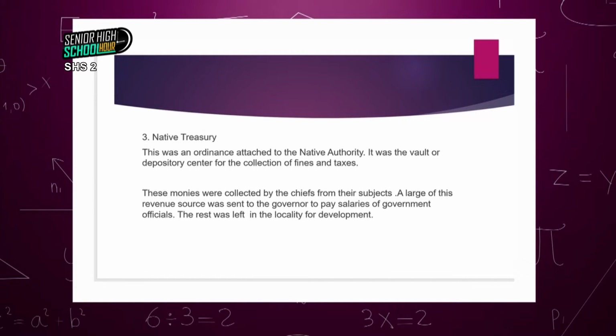The third feature is known as the native treasury. The native treasury was an ordinance attached to the native authority. So an ordinance is a law. I hope you are getting it. So when we say an ordinance, we are saying that it was a law attached to the native authority. This was a vault or a depository center for the collection of fines and taxes. These monies were collected by the chiefs from their subjects. A large part of this revenue source was sent to the governor to pay salaries of government officials. The rest was left in the locality for development.